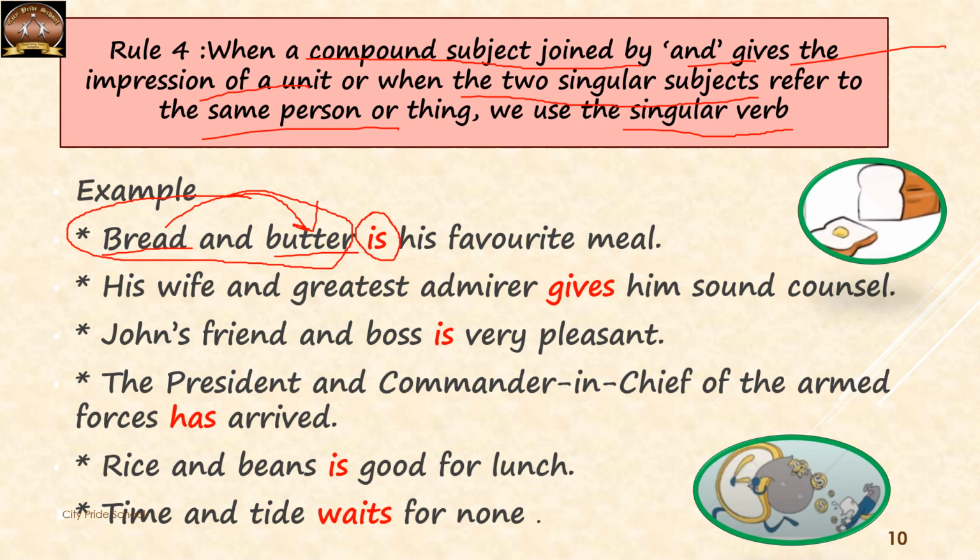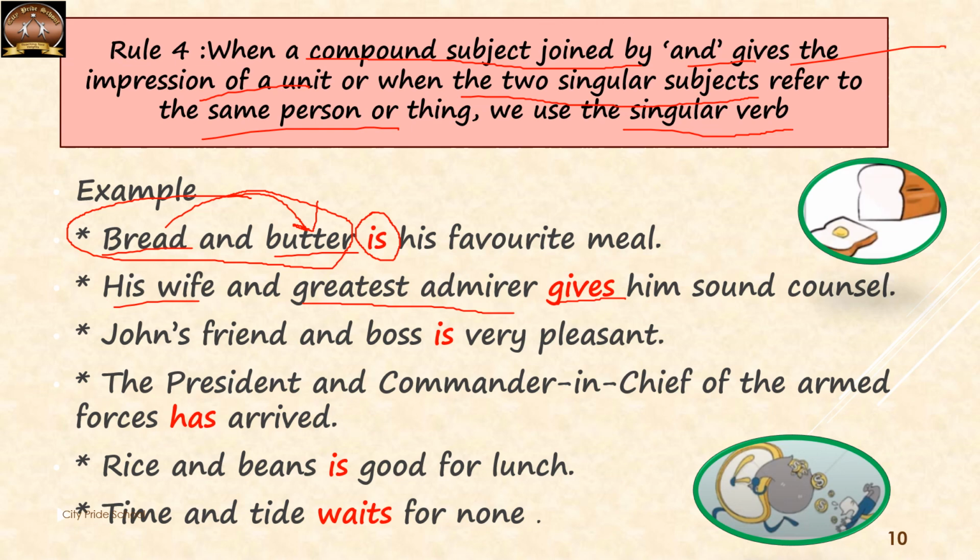So they always take is. Bread and butter is his favorite meal. His wife and greatest admirer. Now greatest admirer is also used for his wife, so both these stand as a single unit. So it's going to take gives, which is a singular verb. Then, John's friend and boss is very pleasant.